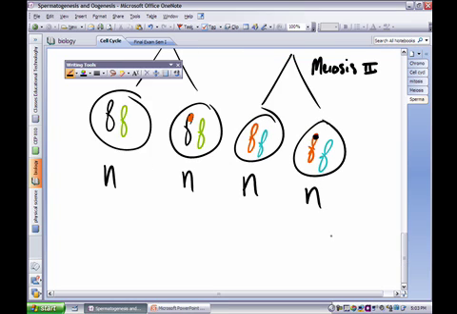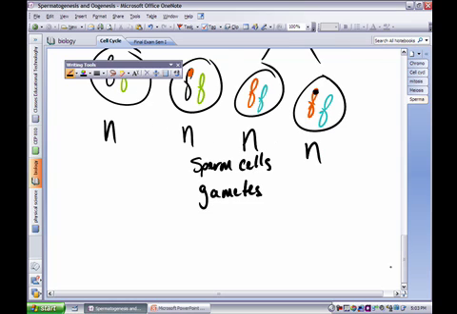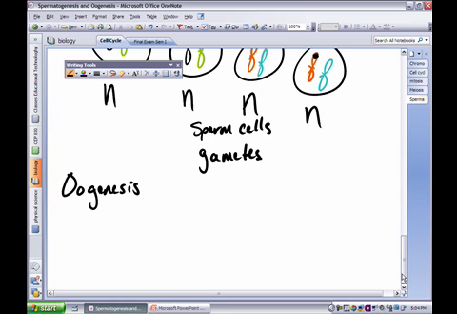Now, because we just walked through spermatogenesis, one thing to realize is that these are sperm cells, and they can also be known as gametes. Males make sperm cells all the time, while for females, that's a little different. So let's talk about that. Oogenesis is the process for females, and pretty much everything is the same. The crossing over is the same.